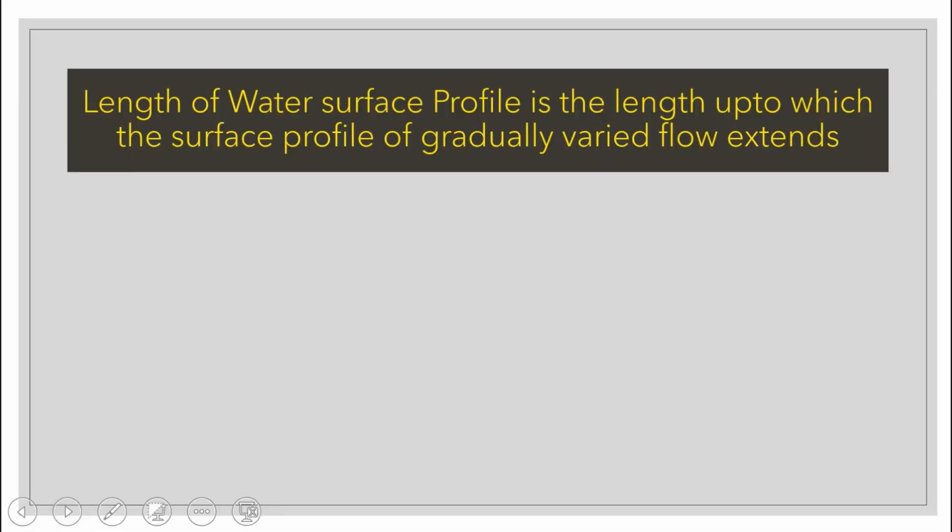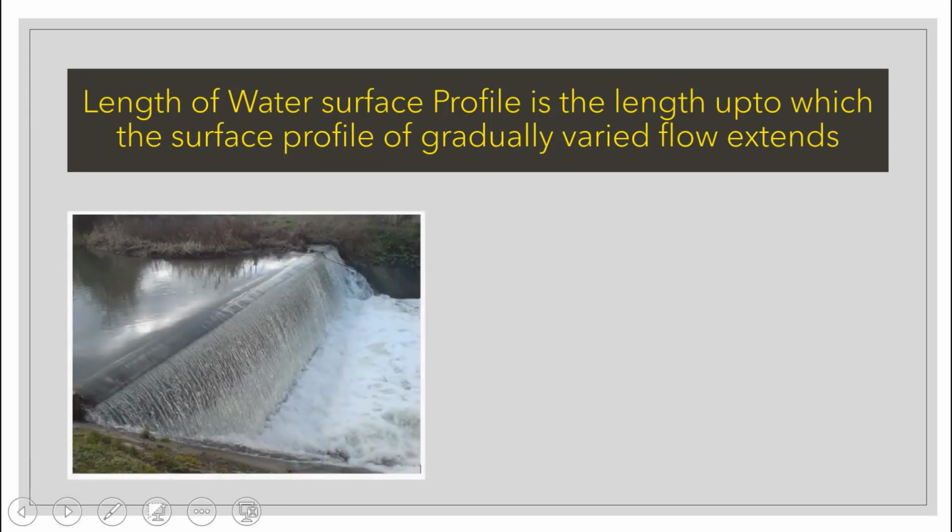So what is length of water surface profile? It is a length up to which the surface profile of a gradually varied flow extends. Let us say we construct a weir across a river with, say, steep slope, and we have to estimate the distance on upstream up to which the effect of the S1 curve, or steep slope zone 1 curve, exists.